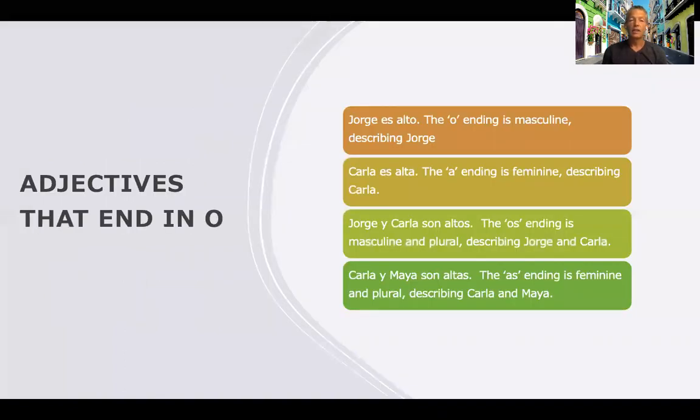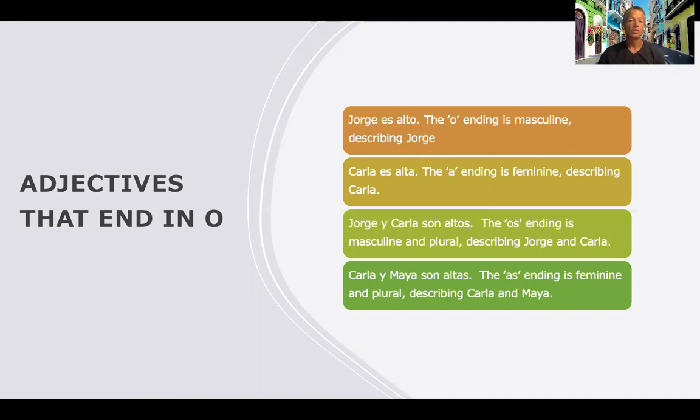Now, if you have an adjective that ends in O as its default, it'll have 4 different endings. For example, Jorge es alto, the O is masculine, and it describes Jorge. Carla es alta, the A is feminine, and it describes Carla, who is also feminine. Jorge y Carla son altos. The OS ending is masculine and plural, and it describes both Jorge and Carla. Carla y Maya son altas. The AS ending is going to describe both Carla and Maya, who are females.